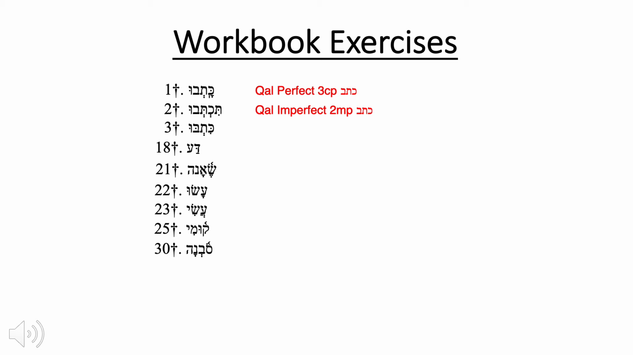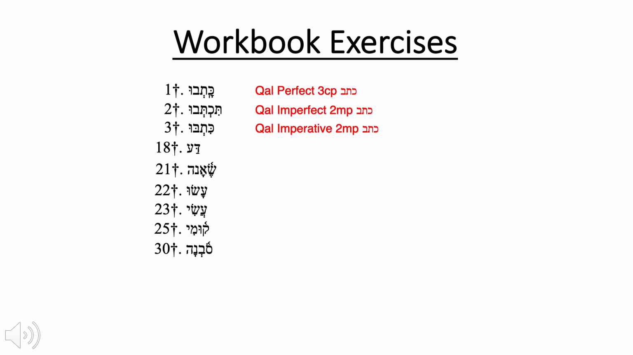What about number 3? How would we parse this one? This one is a bit trickier. This is a Cal imperative 2MP. You can tell when you look at number 2 and then look at number 3 that what is dropped off is the preformative. We know that this is a second masculine plural because it is imperative and there is no third person imperative where a yod would have dropped off the front of this word. Even though a yod preformative and a shurik suffix is a possibility, it's not a possibility in the imperative.